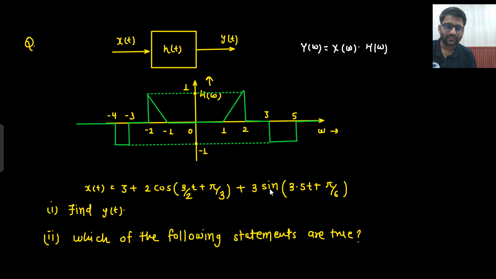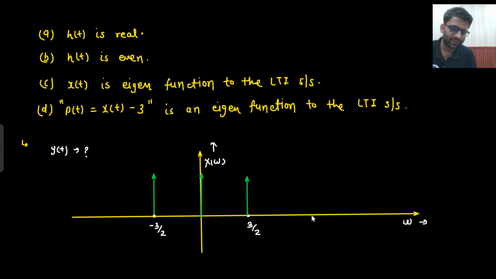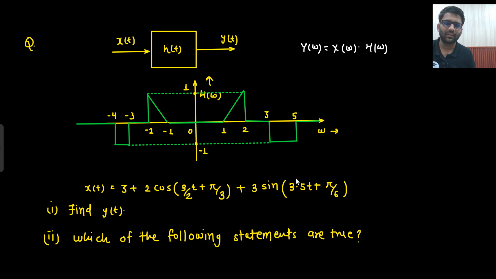And your sinusoid is there at 3.5. I don't care about the amplitude at all because I know that amplitude will be multiplied. So whatever the amplitude is, I don't care. Let's just say this was having amplitude of alpha and this was having amplitude of beta and this was having amplitude of gamma, right? Now it will be multiplied with h of omega.